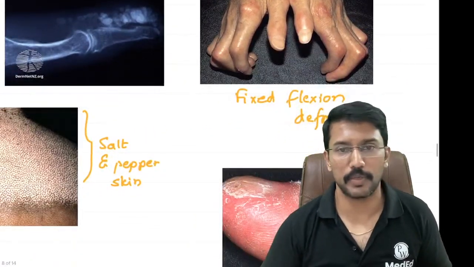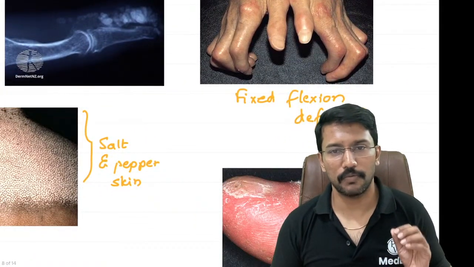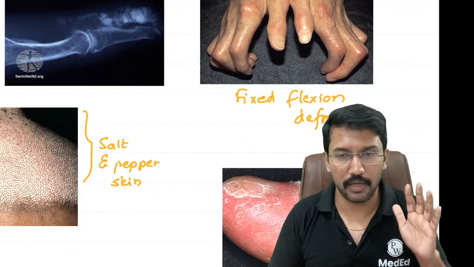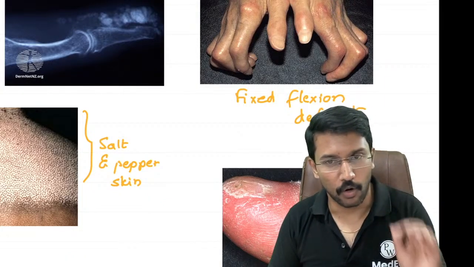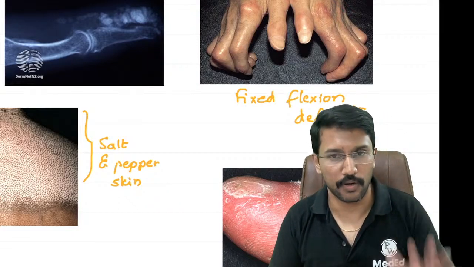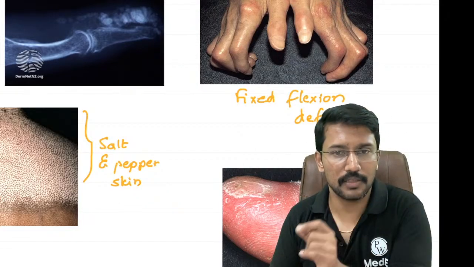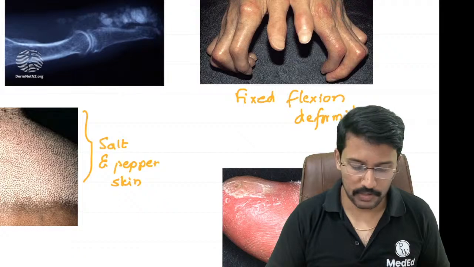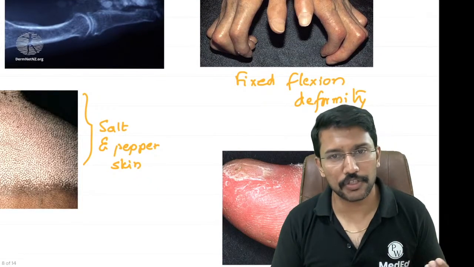So this can be an image based question. A patient presented with pallor and pain and tingling sensation while putting his or her hand into water or a cold environment, and on examination this is a finding we see. What do we call this finding? We call it fixed flexion deformity.